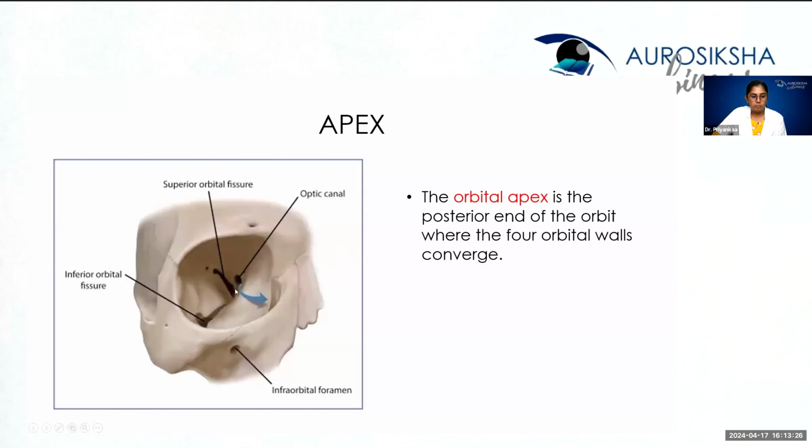Now, talking about the orbit, the last part will be the apex of the orbit. We have already talked about the base of the orbit. The innermost part where all the four orbital walls converge is a point called the apex of the orbit. It has two important openings. The first one is the optic canal, the main one, through which the optic nerve passes. The second one is the superior orbital fissure. It is an opening or passage through which all the other nerves and vessels coming in and out of the eyeball will pass.